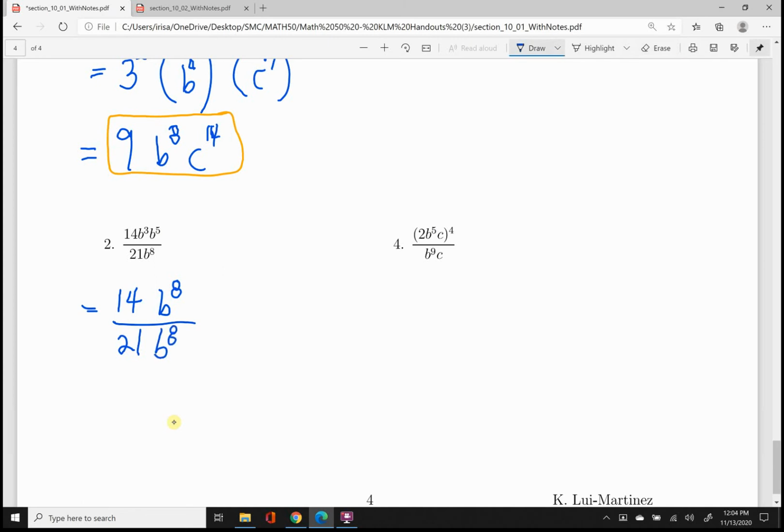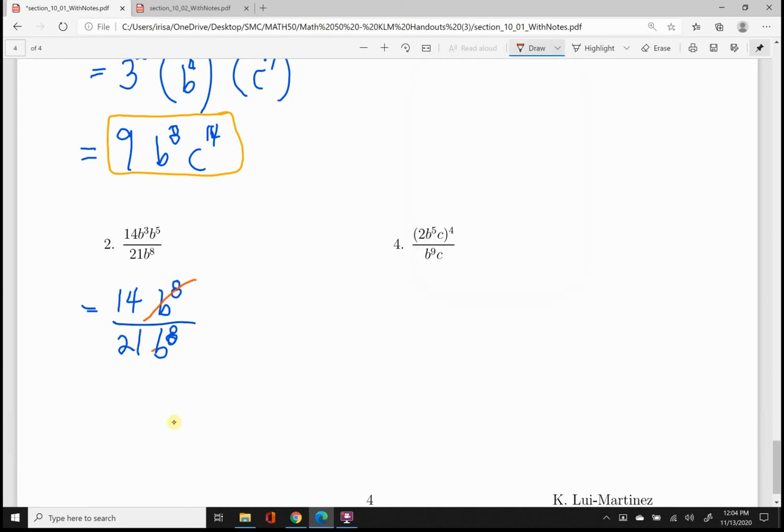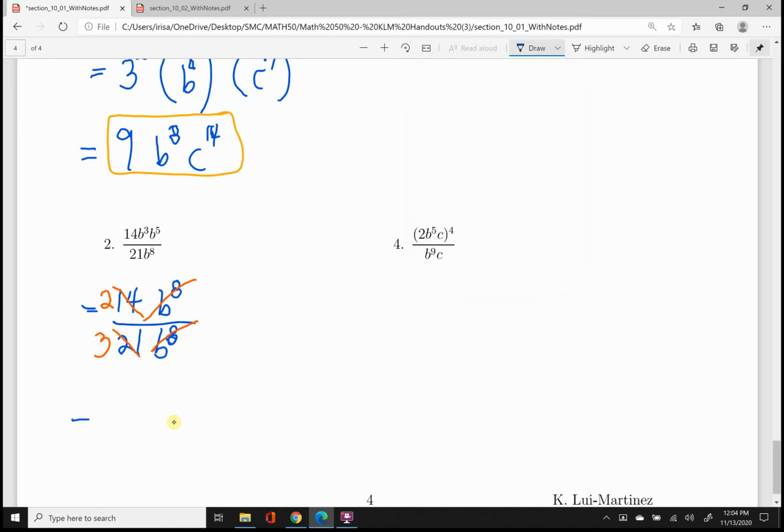You could think about this, b to the 8th and b to the 8th, as just, you could straight up cancel those out if you want, right? And then we can reduce the 14 over 21, and we will get what? Well, there's a common factor of 7, so dividing out the 7 here, we'll be left with a factor of 2 and a factor of 3. So in this particular problem, all of the variable parts happen to cancel out, and we are just left with a fraction of 2/3.